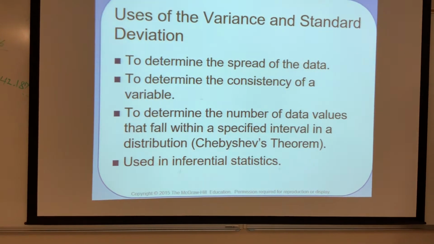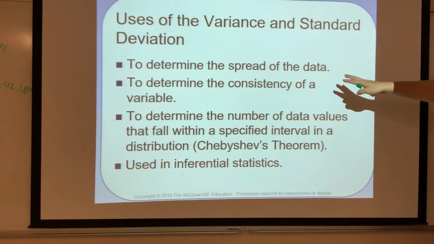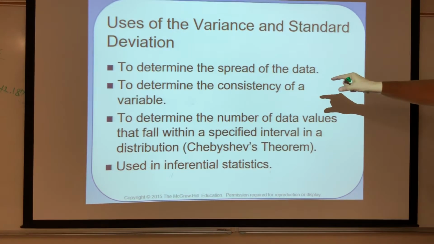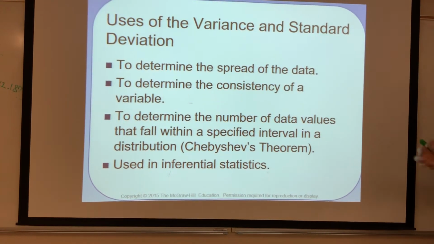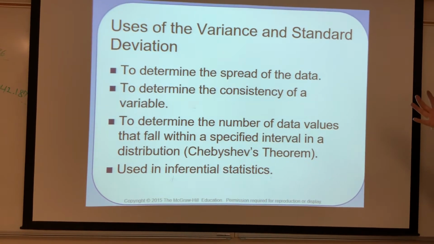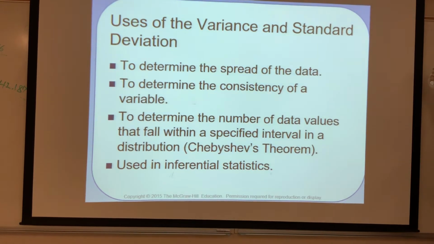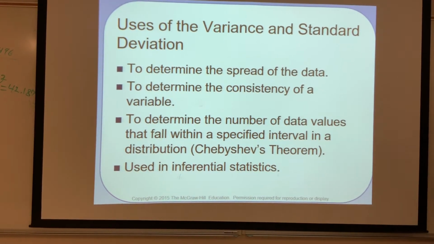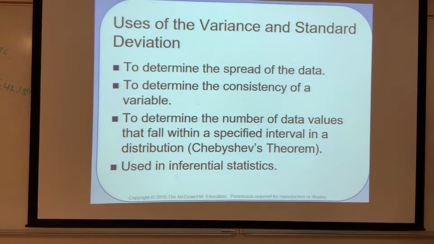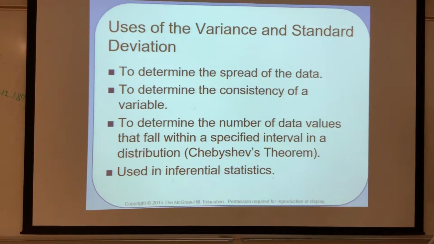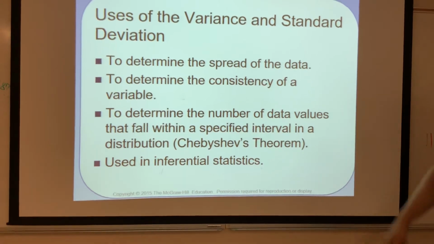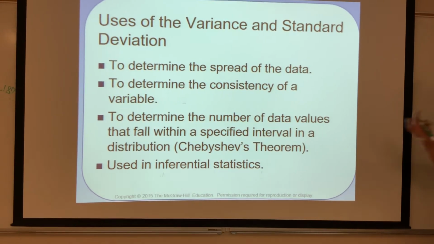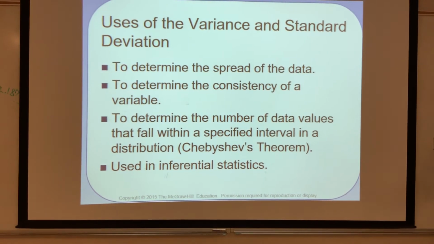All right. It determines the spread of the data. So what that means is, the smaller your standard deviation, the more compacted the spread is going to be. If you've got a lot of variation, your standard deviation is going to be larger. So it determines the consistency of these variables that we talked about. It doesn't really account for what we call outliers.